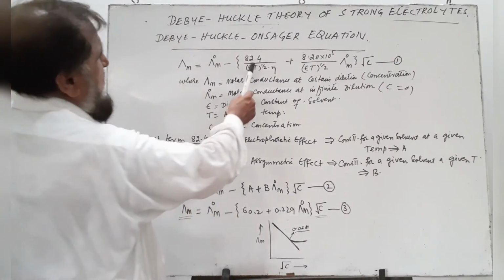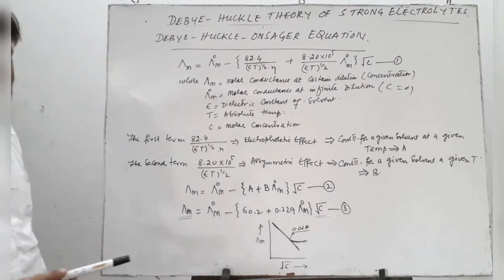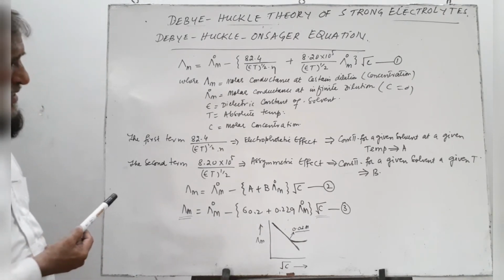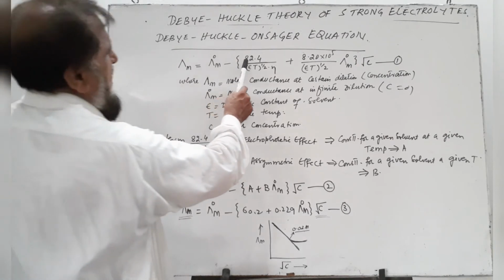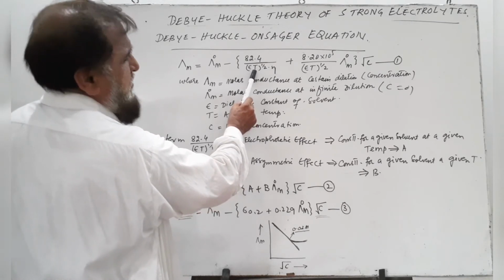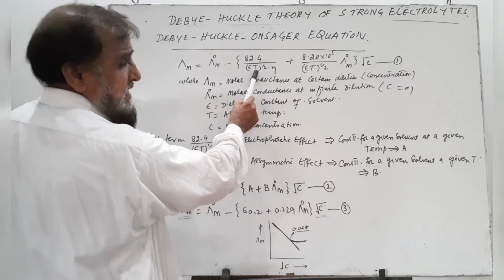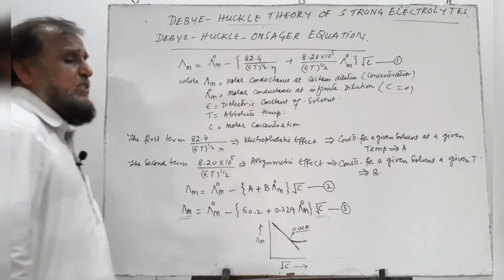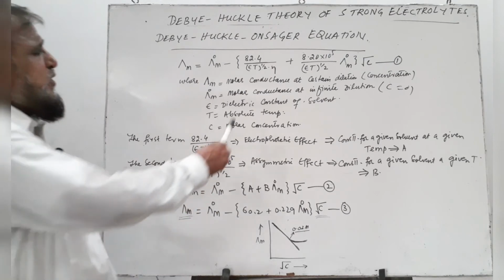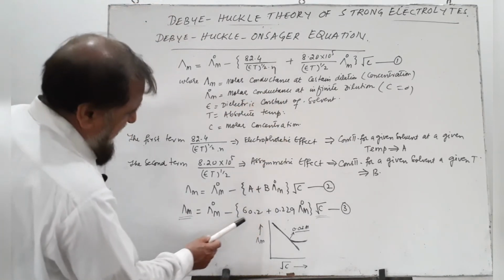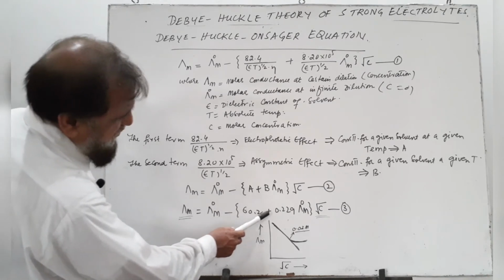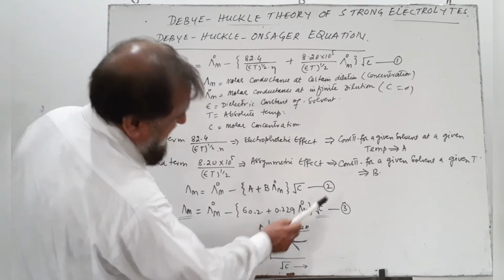Now if we put the values of constants, if we are using an aqueous solution in which we are using water, then at a given temperature of 25 degrees centigrade, we know all the quantities. We know the dielectric constant of water, which is 80. We know the absolute temperature, which is 25 degrees centigrade or 298 Kelvin, and we know the viscosity of water, which is 0.89 centipoise. Now putting these values of constants, we get lambda m is equal to lambda naught m minus 60.2 plus 0.229 lambda naught m, into square root of C.